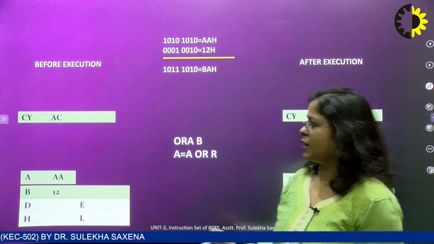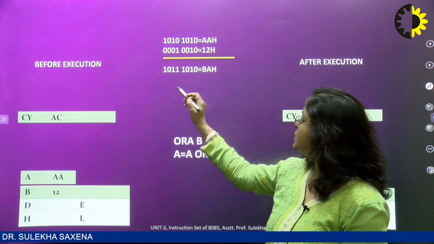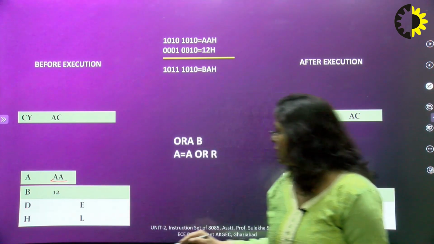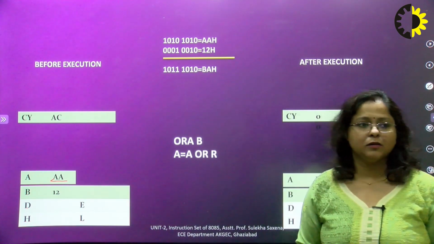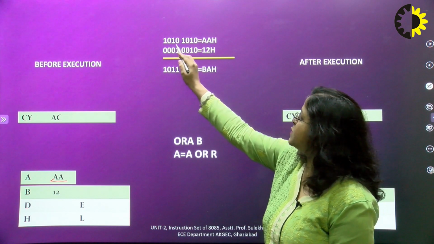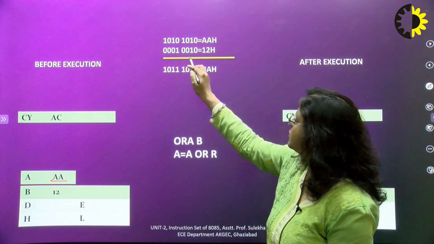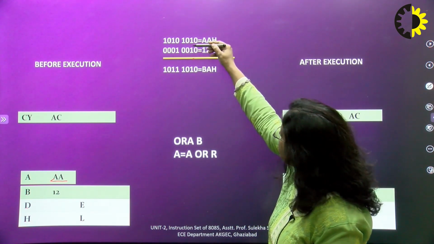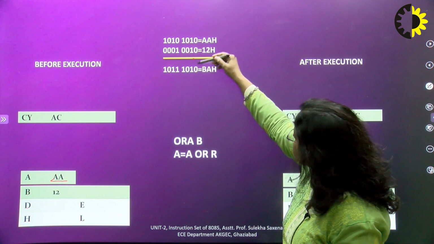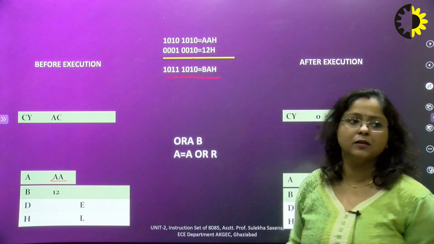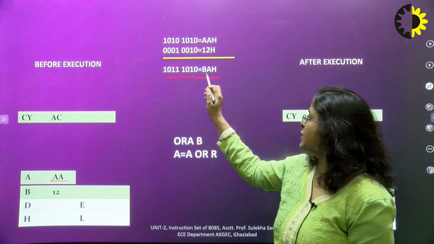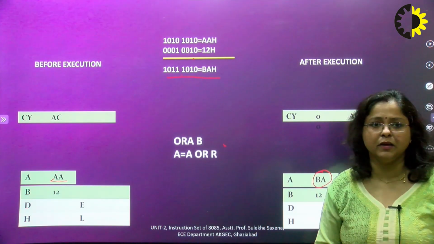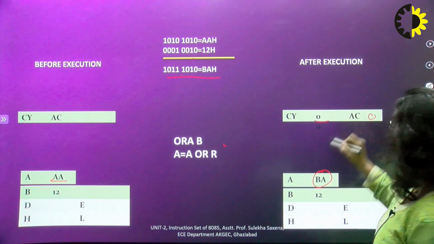So let the accumulator contain AA and the B register contain 12. So A, that is 10, is 1010 1010, and 12 is 0001 0010. When we perform ORing, it becomes 1011 1010. So this is the result, 8 plus 2 plus 1 is 11, that is B, and A. So the result after execution is that the accumulator will contain BA, and both the carry and auxiliary carry flags will be reset.